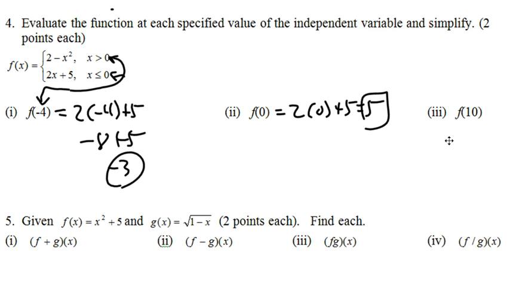Come over here. Do f of 10. Well, now we're going to use the first one because 10 is greater than 0. So 2 minus 10 squared, which is 2 minus 100, which is just -98. Okay.